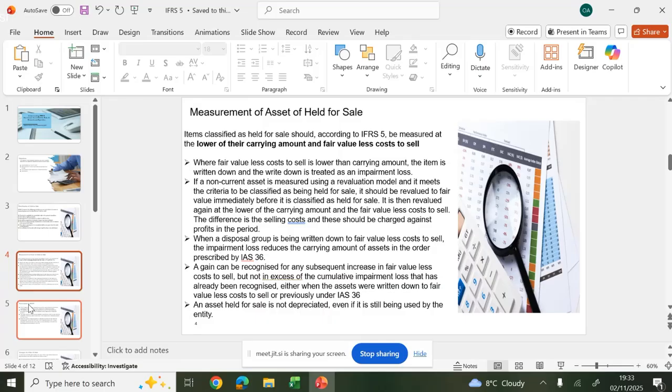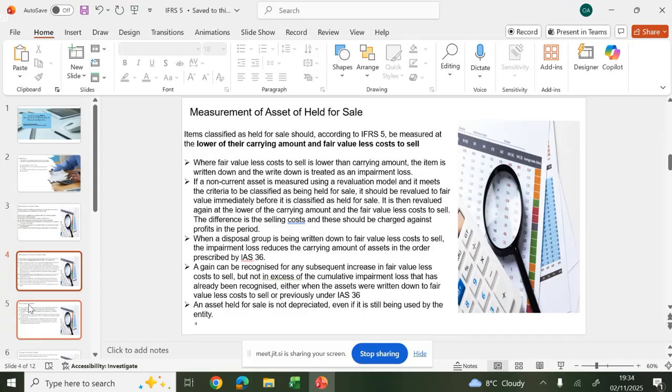When a disposal group is being written down to fair value less costs to sell, the impairment loss reduces the carrying amount of the asset, as described by IAS 36. A gain can be recognized on any subsequent increase in fair value less costs to sell, but not in excess of the cumulative impairment loss already recognized on that particular asset.